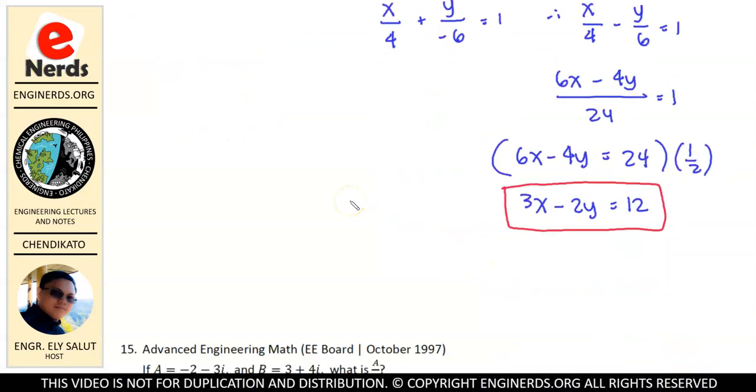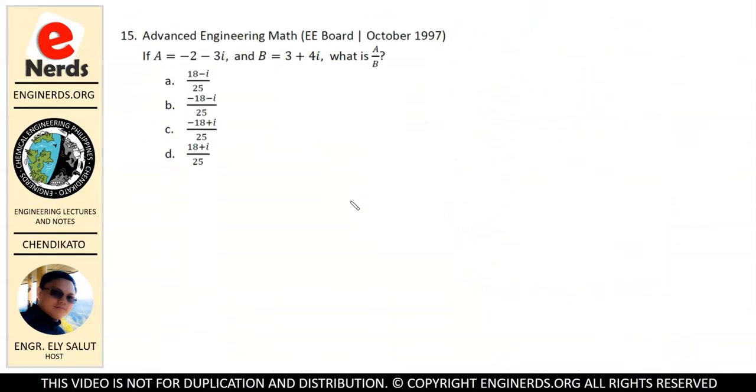Okay, so now let's go to problem number 15, which is part of our advanced engineering mathematics na lumabas sa EE board noong October 1997. Okay, so our A is equal to negative 2 minus 3i, and our B is equal to 3 plus 4i. So, what is A over B? Okay, so ang pinahanap sa atin is A over B. Pero given naman yung value ng A, no, which is negative 2 minus 3i. And given din yung value ng B, which is 3 plus 4i.